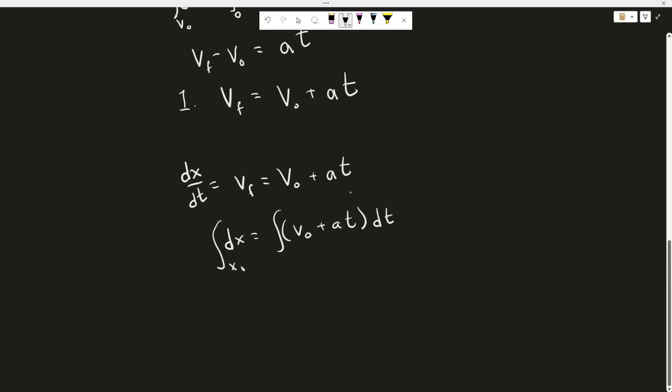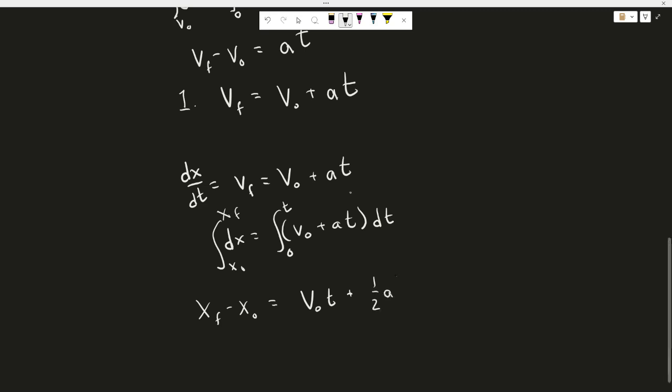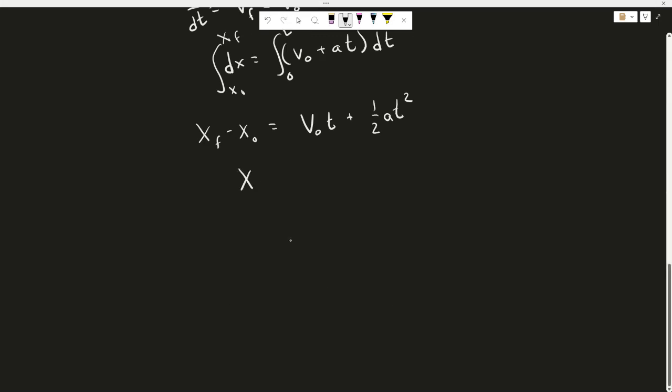And then I'm going to integrate both sides. This side, I'm going to integrate from x naught to x final. And this side, I'm going to integrate from 0 to t. So now I end up with x final minus x initial equals v naught t plus 1/2 a t squared. So now I get, if I move this x naught over to the other side, x final is equal to x naught plus v naught t plus 1/2 a t squared. This is my second kinematic equation.